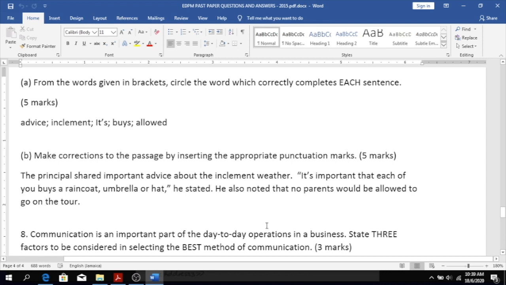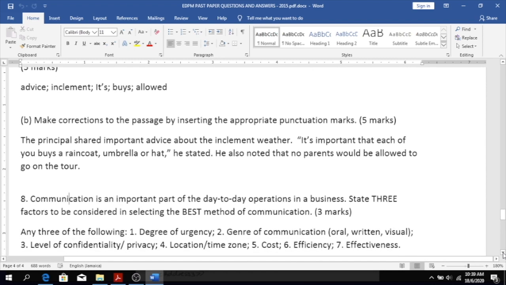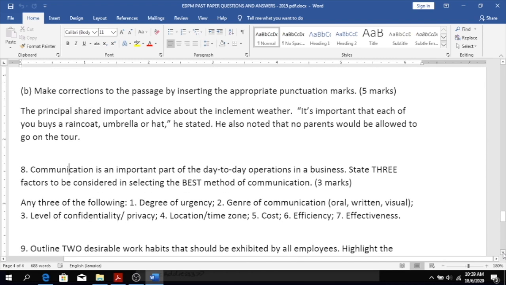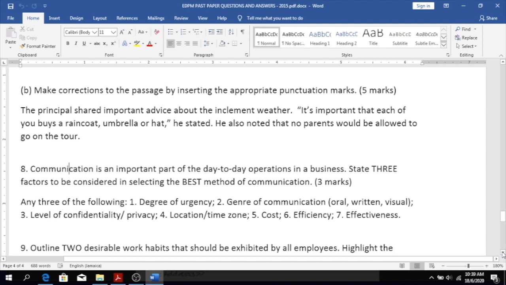All right. Number 8: Communication is an important part of the day-to-day operations in a business. State 3 factors to be considered in selecting the best method of communication. Once it is talking about communication, it's talking about either oral, visual, or written. All right, anyway, so let us talk about the three now.